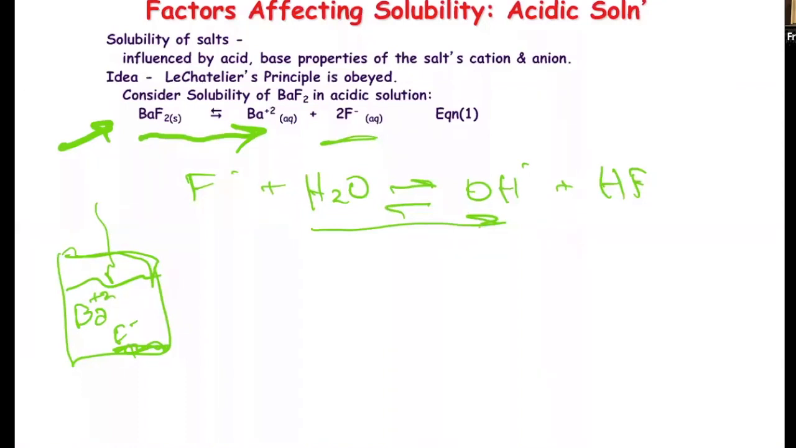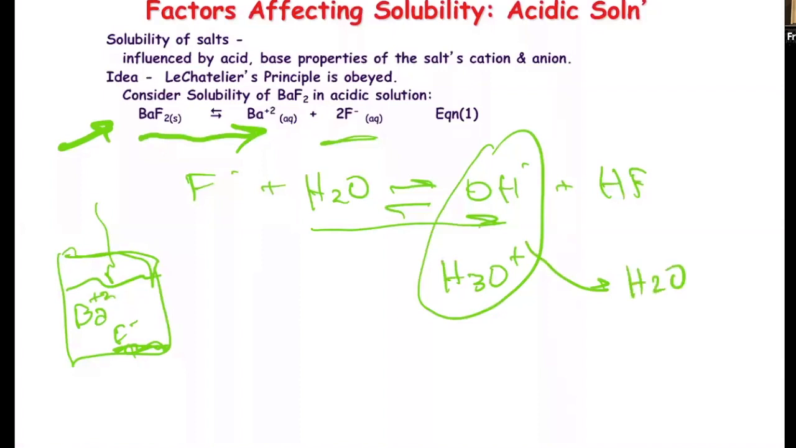So if we make the solution more acidic, guess what happens to the hydroxide? The hydroxide will react with that acid, form water, and it's going to cause this equilibrium to shift to the right because you're depleting hydroxide. In the process of pushing this reaction to the right and depleting hydroxide, you're also depleting fluoride because it needs to get used up, okay?